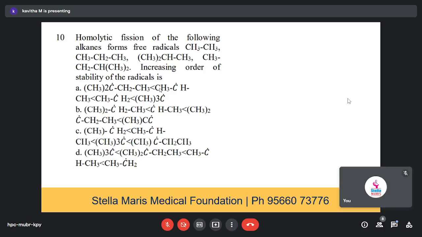See, the carbocation, that is tertiary, will be highly stable. The next is secondary, next is primary, and finally you have a methyl radical. This is followed for both cations as well as the free radicals. This rule is common, that is the stability order. For the carbocation as well as the free radicals, tertiary will be highly stable. The next will be secondary, and the next one is primary, and finally you have a methyl cation or methyl free radical.